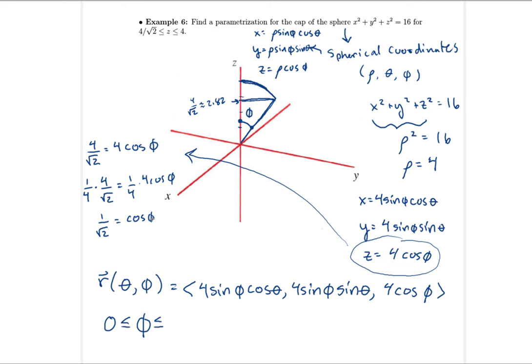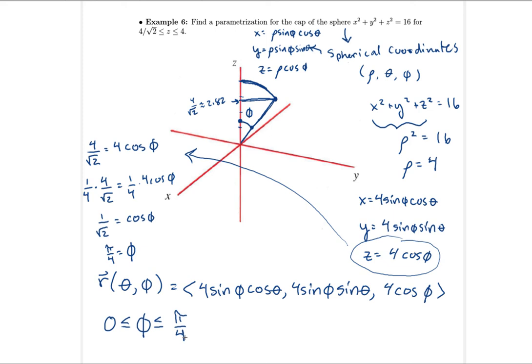But let's think about this. On the unit circle, when is the cosine equal to 1 over root 2? Well, that happens when phi is equal to pi over 4. So when this thing hits pi over 4, that's when the z value for the sphere is going to be at 4 over root 2. So that means we're going to let phi range between 0 and pi over 4.